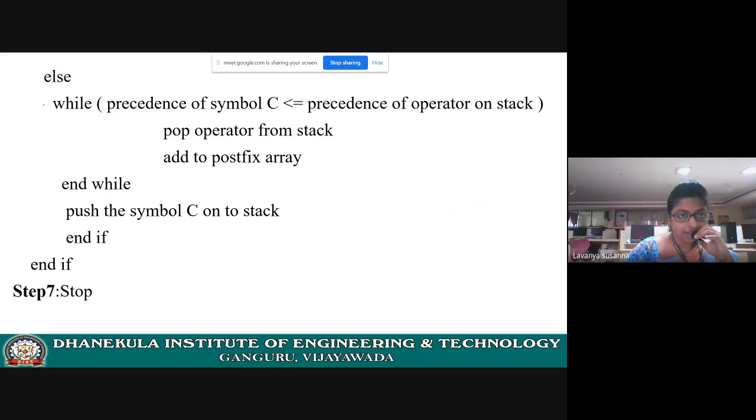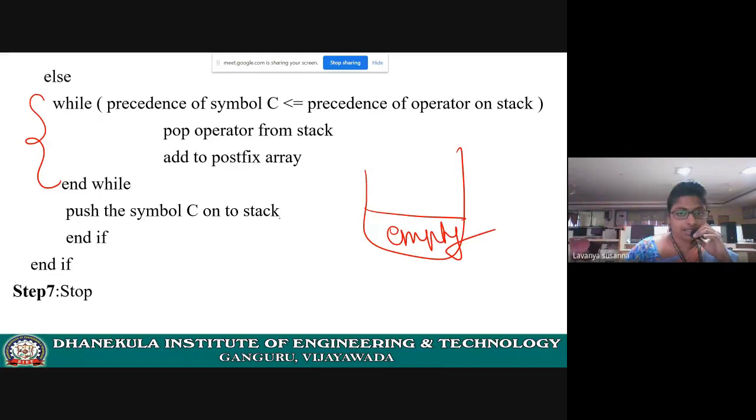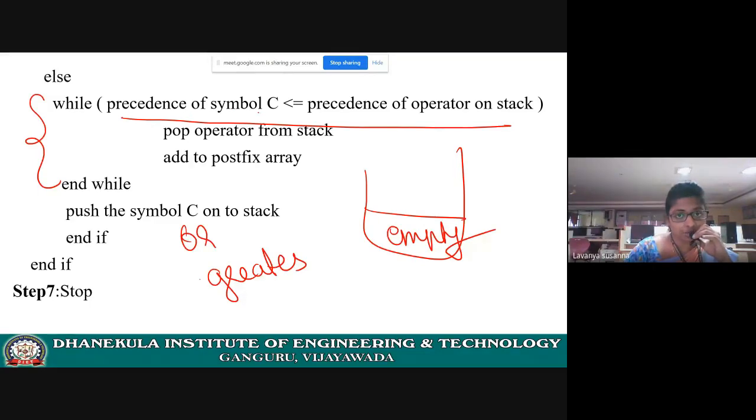This is the end of the while loop. When will the while loop end? When the stack is empty, the while loop will end, or when the scanned symbol's precedence is greater. That means when this condition is false. When will this condition become false? When the precedence of the scanned symbol is greater. Remember that, greater means you need to push. If it is greater, control comes outside the while loop and you need to push the symbol onto this stack. That's all, completed.